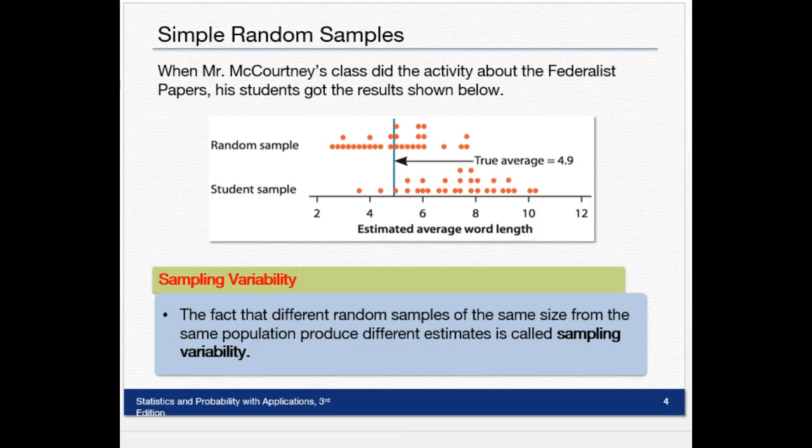So what you need to capture is the fact that different random samples of the same size from the same population produce different estimates. This is called sampling variability. All that means is my sample is different than your sample. If it's completely random, we're not going to have the same answers for our samples. Okay? That's just the bottom line. It's the way it works. And we will see this a lot in class.